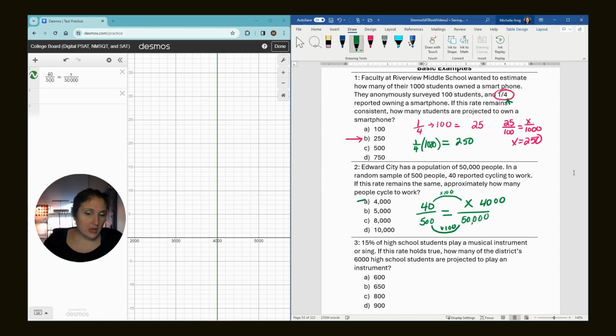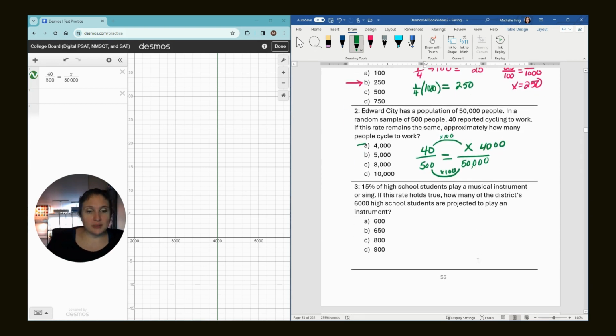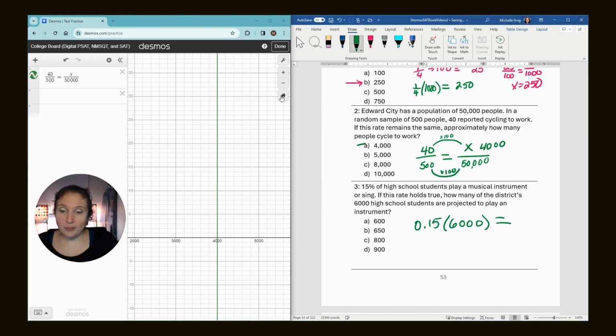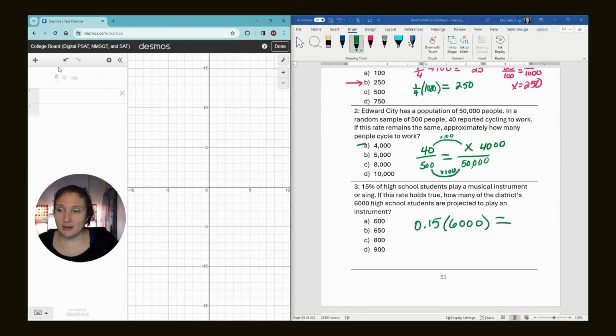Either way. All right, if 15% of high school students play a musical instrument or sing, if this rate holds true, how many of the district's 6,000 high school students are projected to play an instrument? This is one that we just do the multiplication from before. We have 15%. Remember, percentages need to be turned into decimals, times 6,000. And that's it. I'm going to click the home button to get myself back to center. 900.